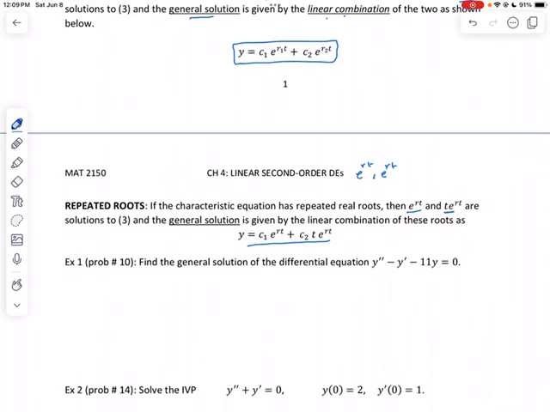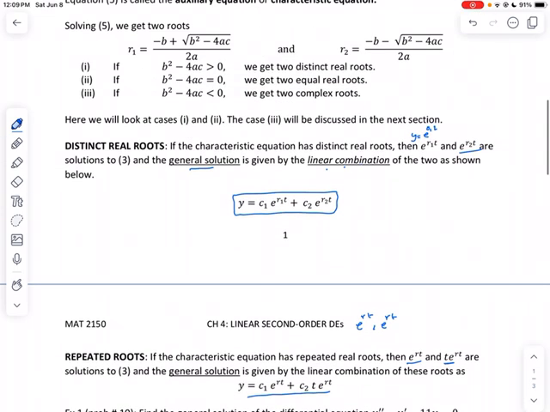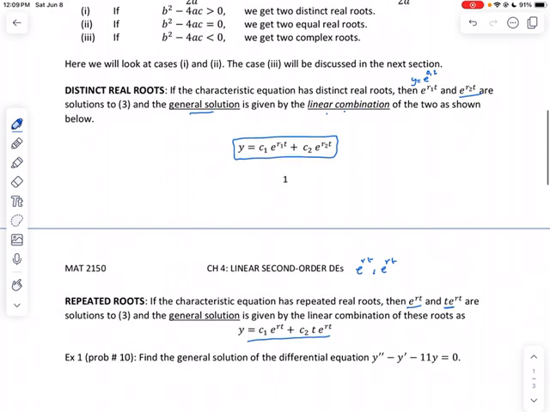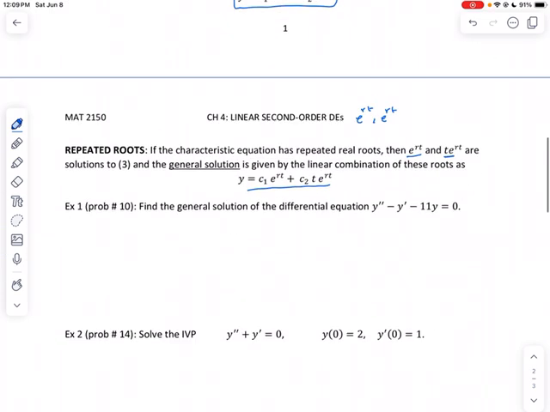Okay, let's look at some examples here. First one, find the general solution of the differential equation y double prime minus y prime minus 11y equals 0. Now when you see or solve these types of problems, you don't have to start with e to the rt. You should be able to directly write it.